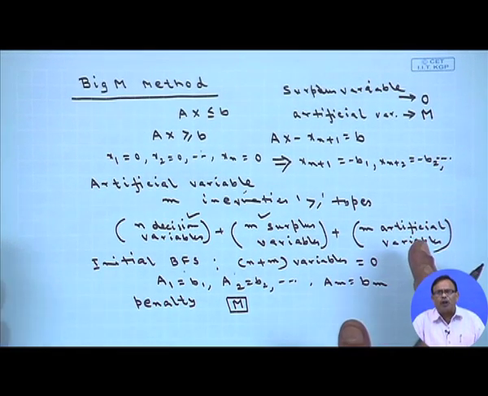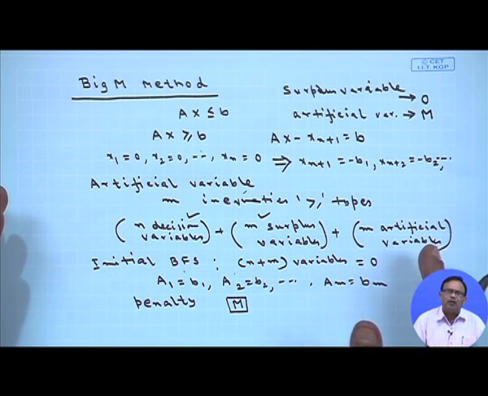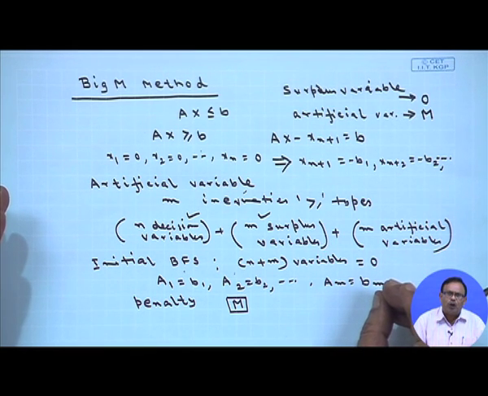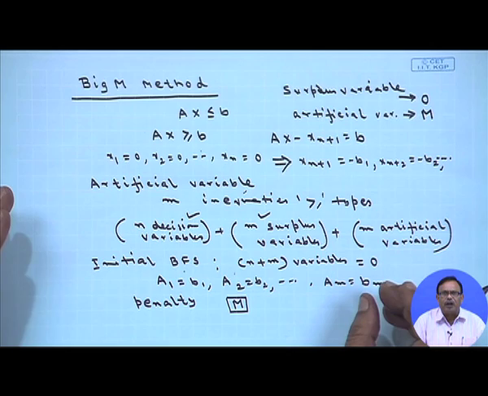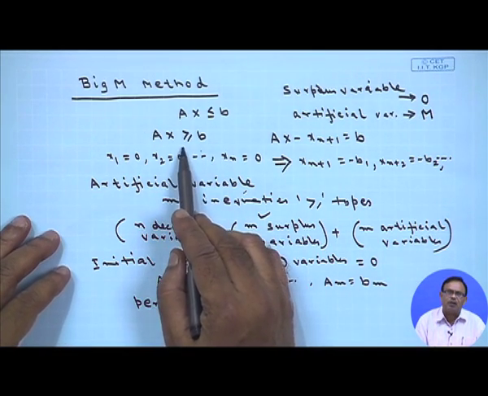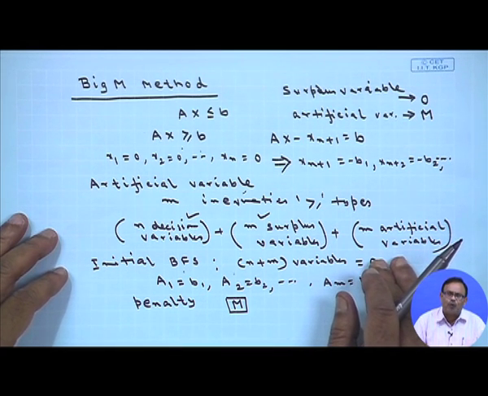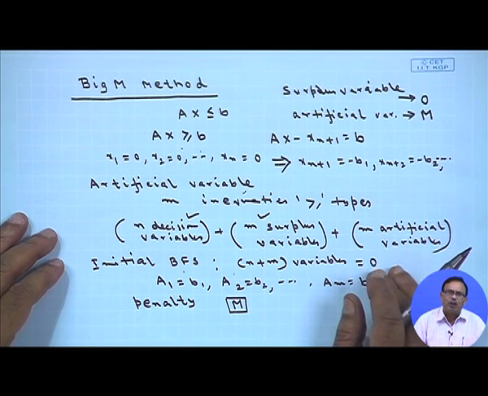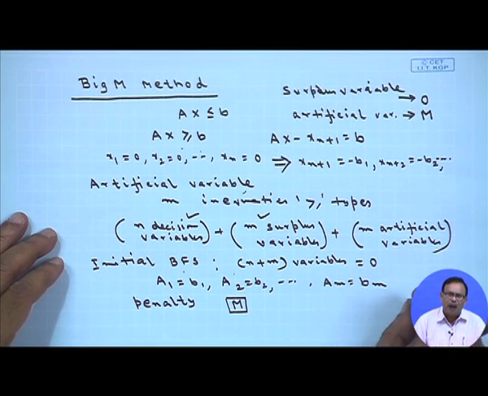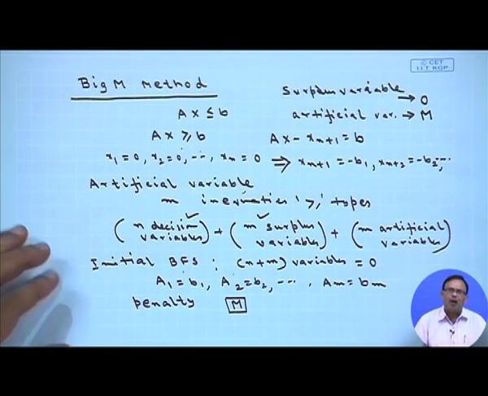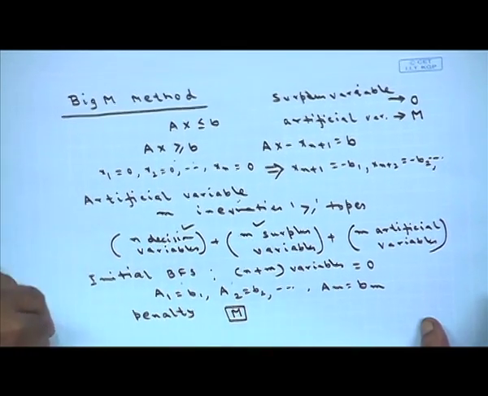In the normal case, whenever you have less than or equals type constraints, you introduce a slack variable to make it the equality type. If you have a greater than or equals type of equation like this, then you attach one surplus variable as well as one artificial variable, and in the cost function the surplus variable coefficient will be 0, and for the artificial variable a very high value, say M, we attach to the cost function. So, your problem would be like this.